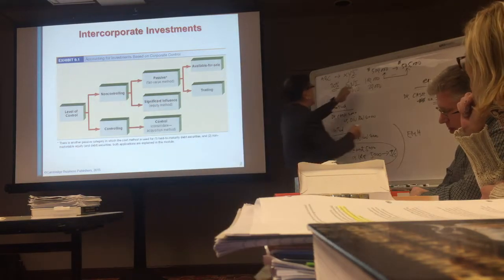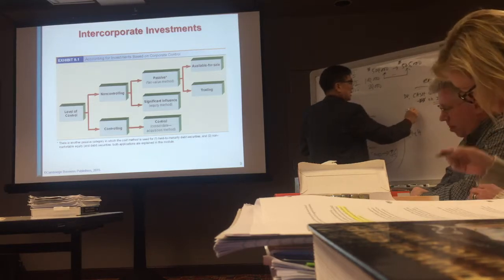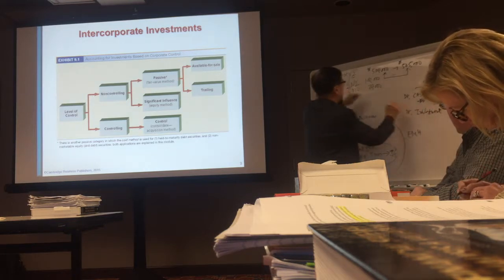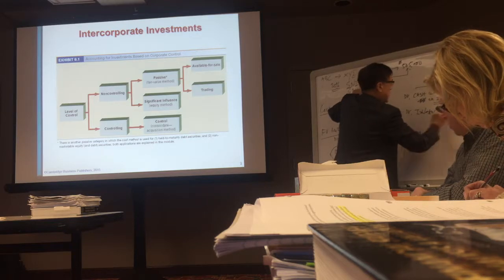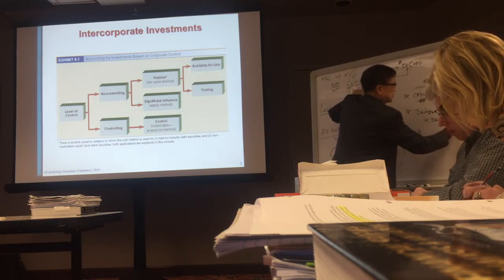What about the dividend? The net income. This is the dividend, net income. Investment will go up. Investment will go up by how much? 20% of this, 20,000, and the credit will be investment income of 20,000.